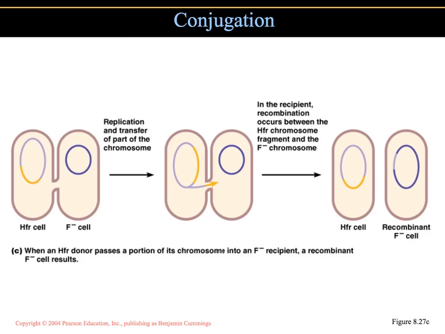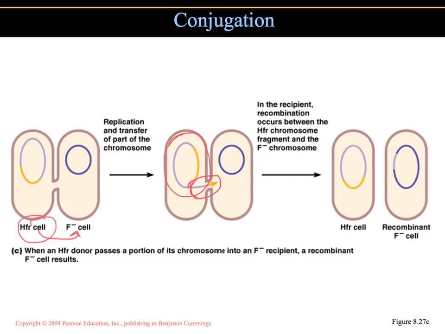Okay, so on the last slide, we left off with the HFR cell. Once you have this HFR cell, this has that F, that fertility factor in there. So this can possibly come into contact with another F negative, an F minus cell, and what would happen is that the HFR cell will begin replicating its chromosome, as you see here. This piece that is getting sent over to the F minus cell is a part of the parental strand being sent over.